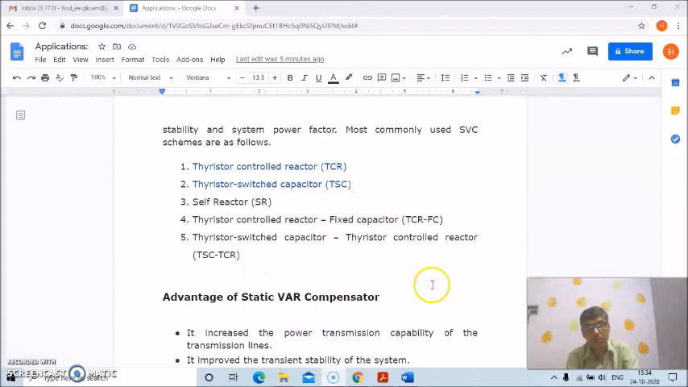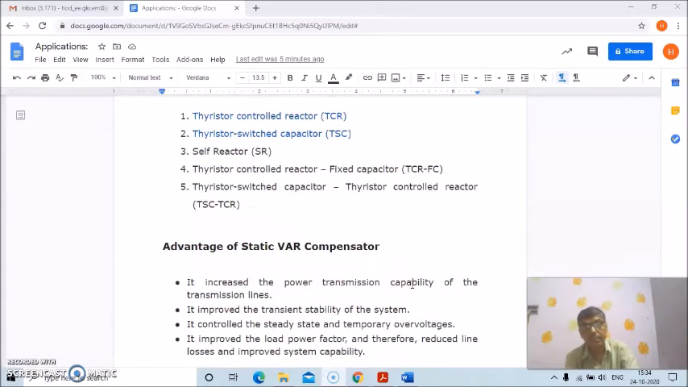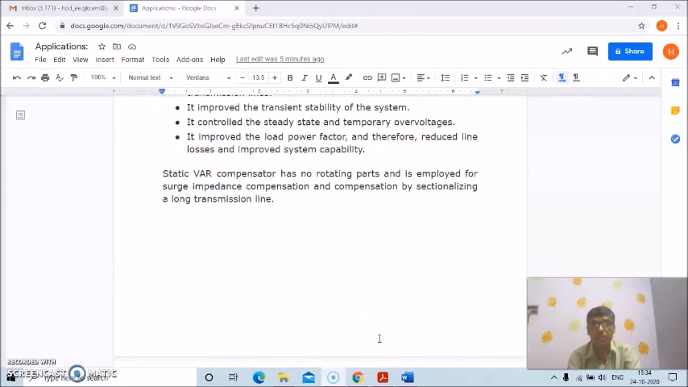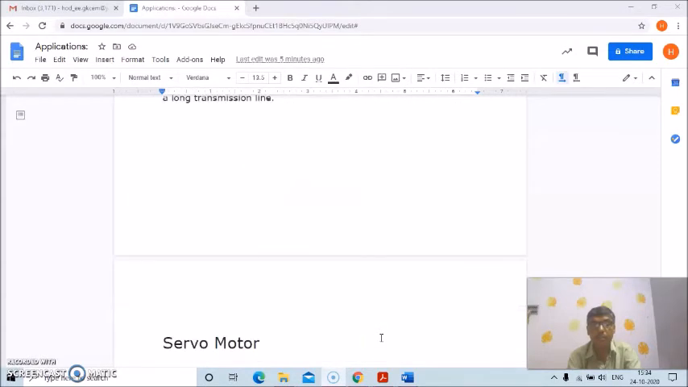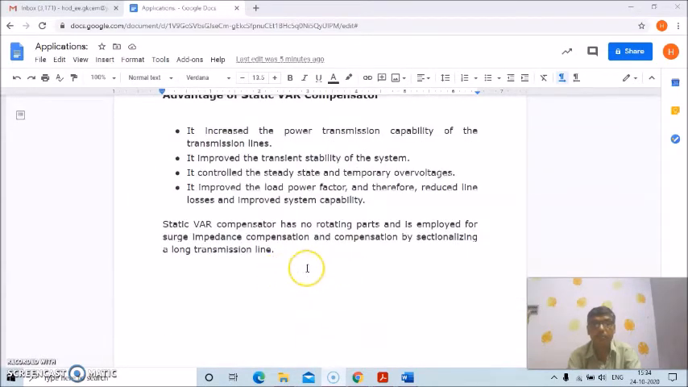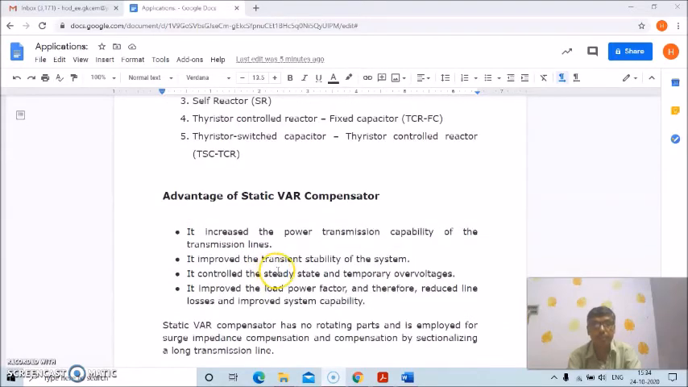The advantages of the static power compensator are: it increases the power transmission capability of the transmission lines. It improves the transient stability of the system. It controls steady state and temporary overvoltages, and also it improves the load power factor and therefore reduces the losses and improves system capability. So that's all about static power compensators.